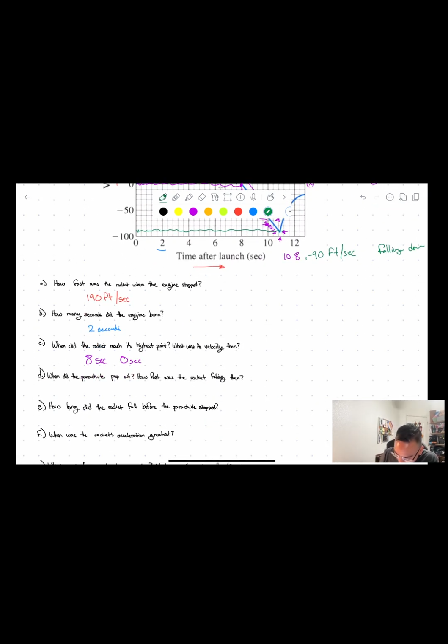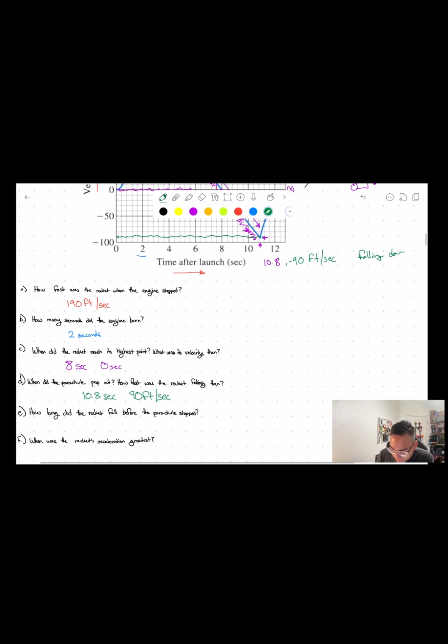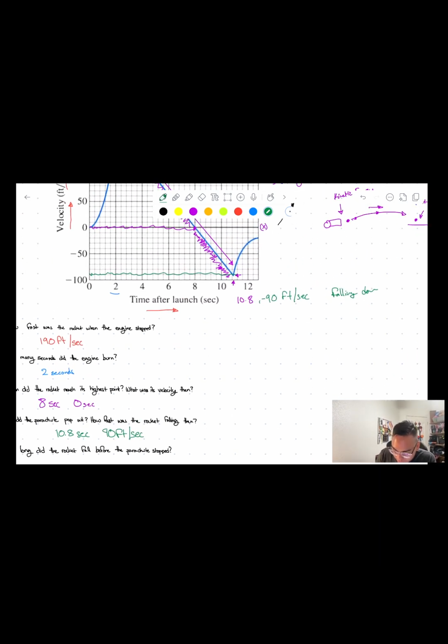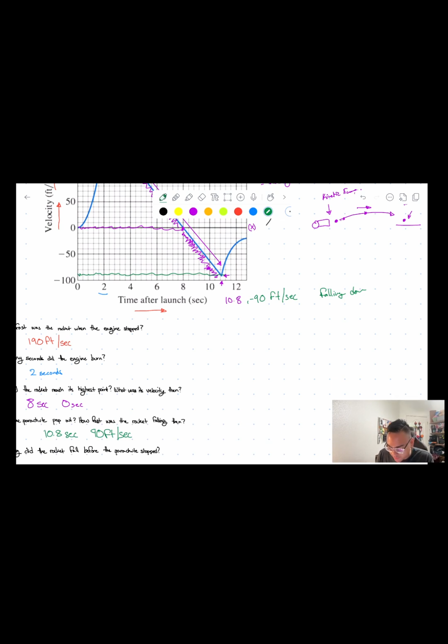So when did the rocket shoot out the parachute? The rocket shot out the parachute with a charge at 10.8 seconds. And how fast was the rocket falling? Well, the rocket was falling 90 feet per second. Whenever we give an answer, there is no negative and there is no positive, because if you flip the graph around, it's 90, but just in the opposite direction.